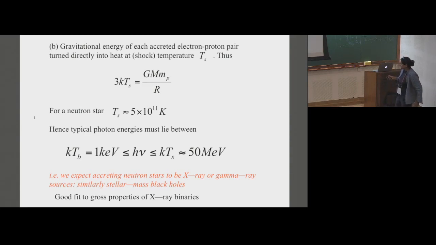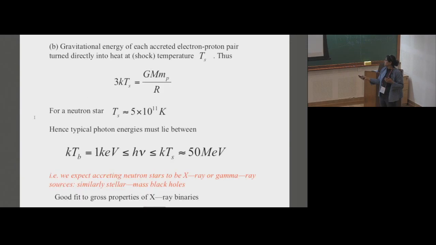The other possibility, when it's not thermalized, right, is that you can think about the gravitational energy of every accreted electron-proton pair. It gets directly converted into heat via shock with some temperature Ts, right? So this is a non-thermal case. And what you find is then in that event, 3kTs is going to be this gravitational energy released. And that would suggest a temperature that is 10^11 K. So the typical photon energies that signal accretion onto a compact object is happening will come out between those two limits that we just saw, right?